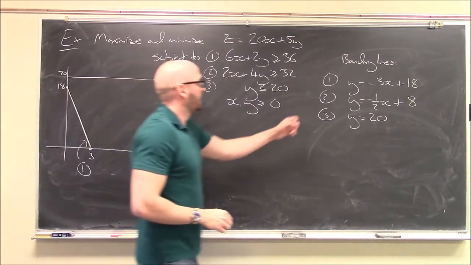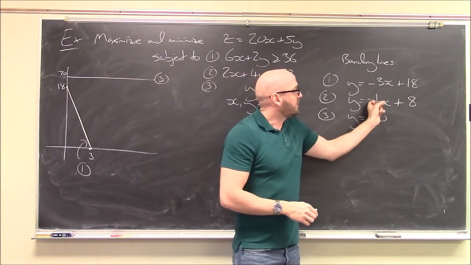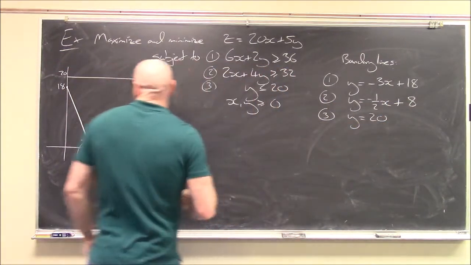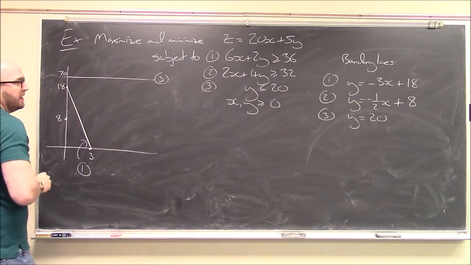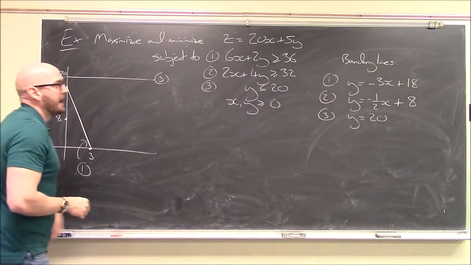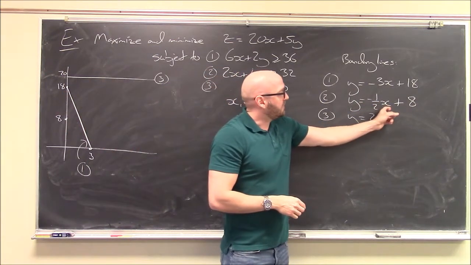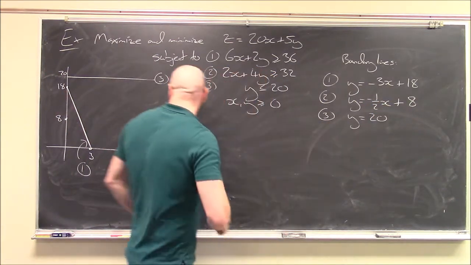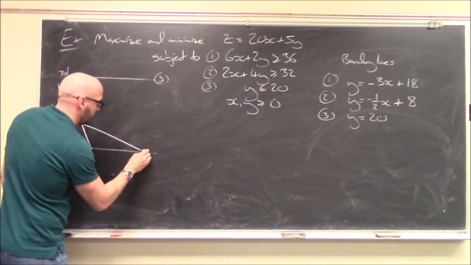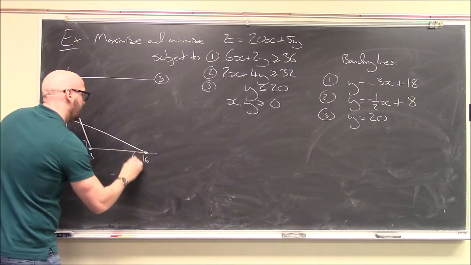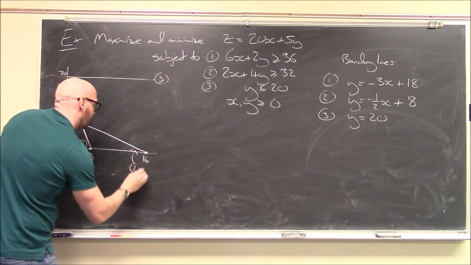And then we've got boundary line number 2, slope minus 1/2, y-intercept of 8. So here's 8. And with slope 1/2, x is going to be 16 when y is 0. So something like this. 16, there's boundary line number 2.